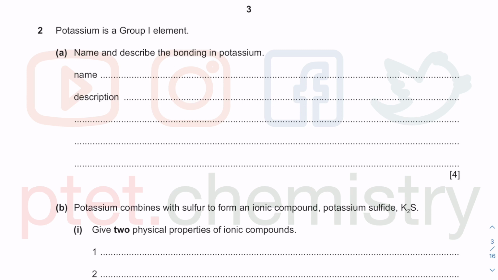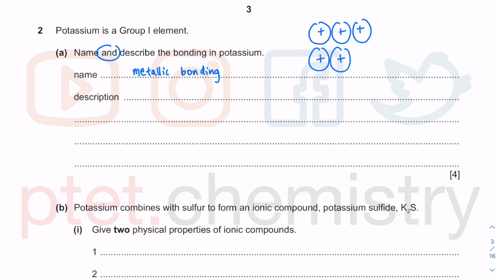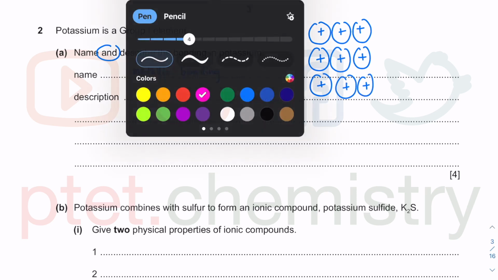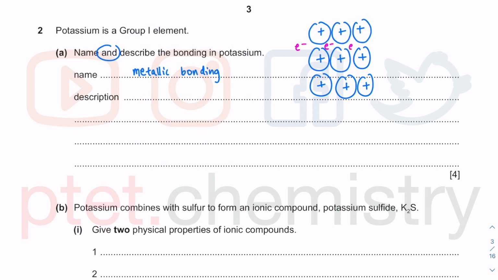In the second question, potassium is a group 1 element. Name and describe. So the name of the bonding is called metallic bonding. Within the syllabus, you're expected to be able to define or to describe how it is. So I think it's best if I actually draw a diagram showing the layers of cations. So what you have is layers of cations. The cations are kind of tightly packed because these are solid particles, but it does have delocalized electrons throughout the structure. So these are what you call delocalized electrons, and we have to label.